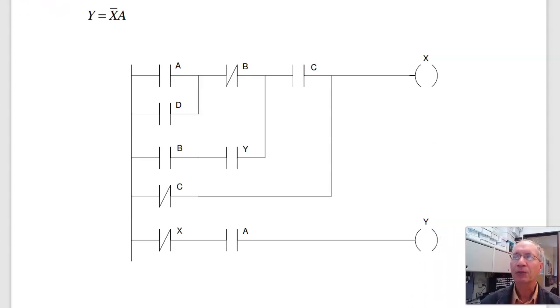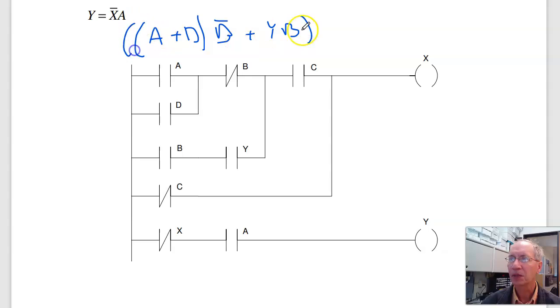With ladder diagrams, the notation is series is AND, parallel is OR. So this would be A or D. That's in series, meaning ANDed, with B bar. That's in parallel with Y. That's in series with C. And parallel with C bar. So all that together gives you X.